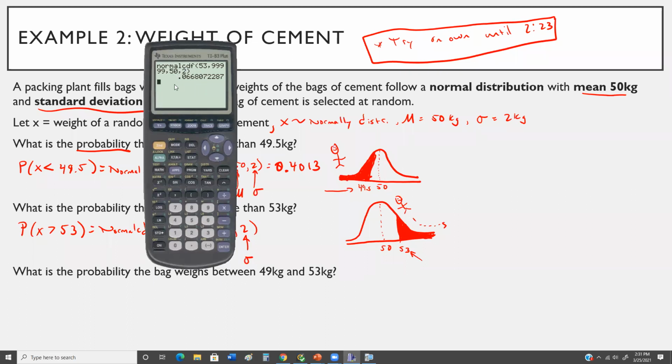Okay, so that's 0.0666. That's the z-score. No, that's the probability. The z-score for this would have been something like 1.5. No, this skips the whole z-score. This doesn't give the z-score. It just goes straight to the answer. Yep, 0.0668.